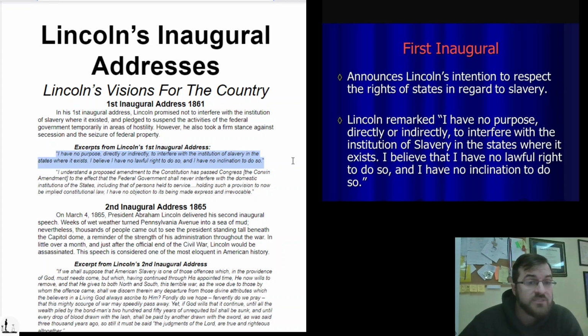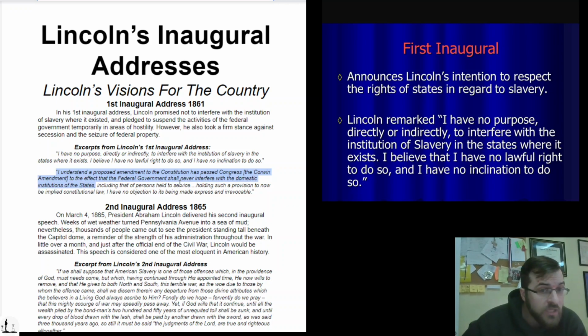I have no purpose, directly or indirectly, to interfere with the institution of slavery in the states where it exists. I believe I have no lawful right to do so, and I have no inclination to do so. I understand that a proposed amendment to the Constitution has passed Congress. This would be the Corwin Amendment that we read about earlier, to the effect that the federal government shall never interfere with the domestic institution of the states, including that of persons held to service, slavery. Holding such a provision to now be implied constitutional law, I have no objection to its being made express and irrevocable.